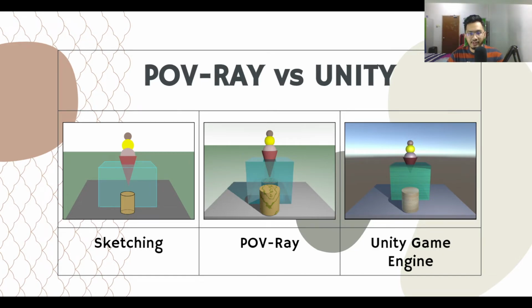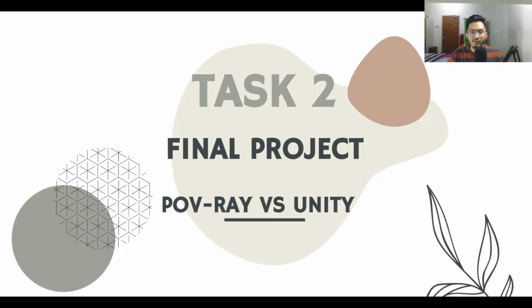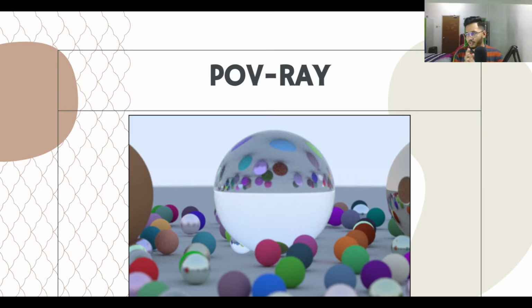So we move to the next task, task 2, the final project, which is Porphyry. We are using Porphyry as our platform to generate the image, where the characteristics needed are reflection, refraction, and ray casting.